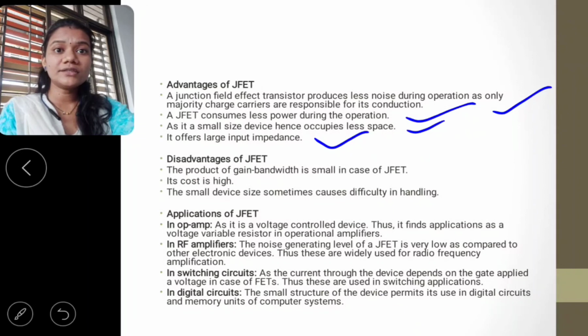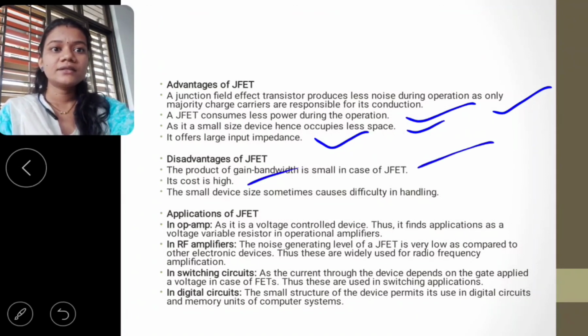Now what are the disadvantages? The gain bandwidth product is small in case of JFET. The JFET cost is high. The small device sometimes causes difficulty in handling.